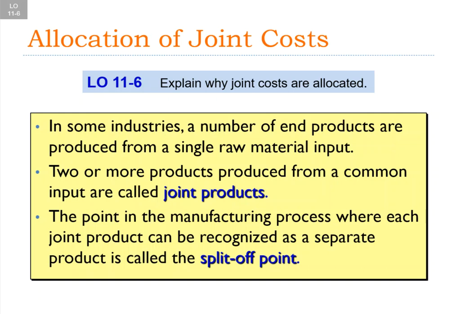In some industries, a number of end products are produced from a single raw material input. Two or more products produced from a common input or process are referred to as joint products. The point in the manufacturing process where each joint product can be recognized as a separate product is referred to as the split-off point. We're concerned with allocating the costs incurred prior to this split-off point.